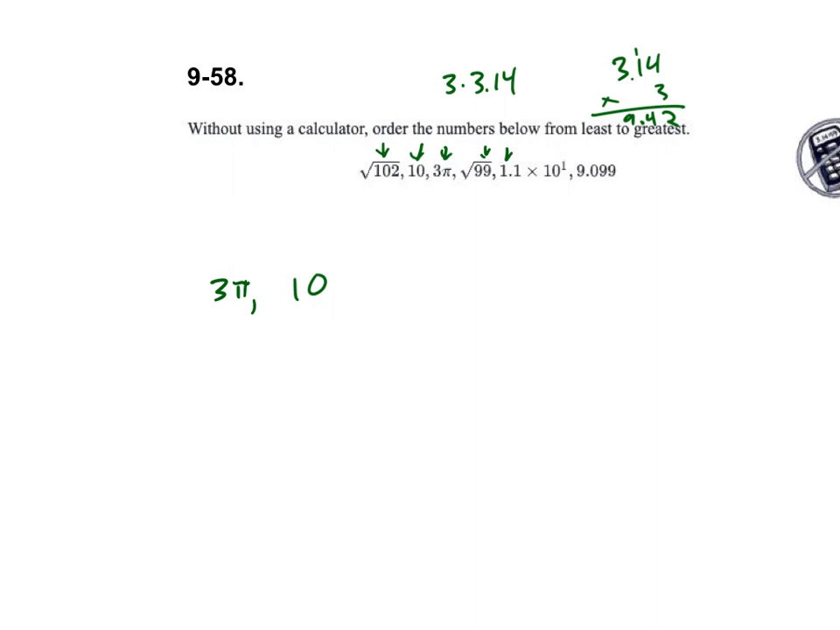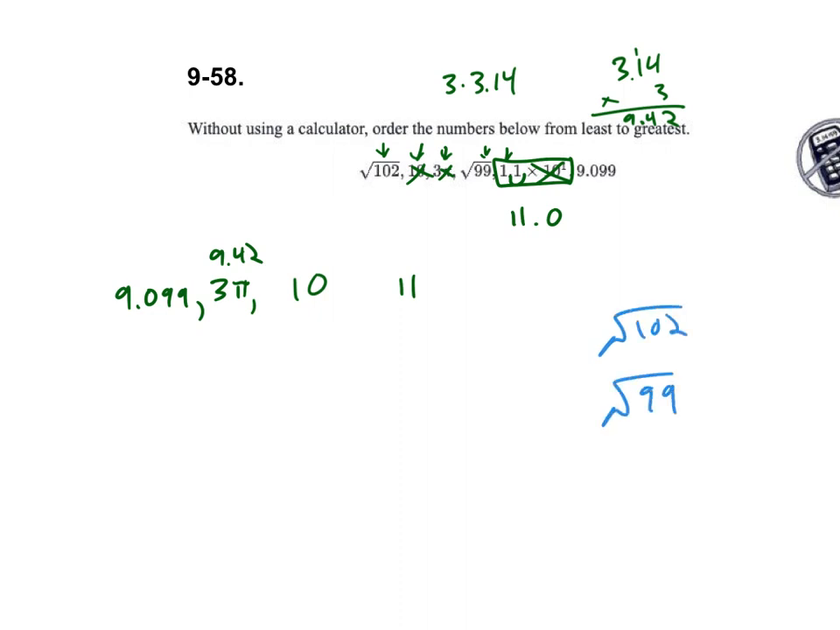1.1 times 10 to the first. Well, 10 to the first just means move the decimal one time, so I'm actually talking about the number 11.0. Well, that's obviously going to be bigger than 10. So I've got that, I've got 10, I've got 3 pi. 9.099, well, that's going to be smaller than what we found with 9.42. So I'm going to put 9.099 to the left of 3 pi. And now I've just got my last two here. So let's practice estimating these square roots here.